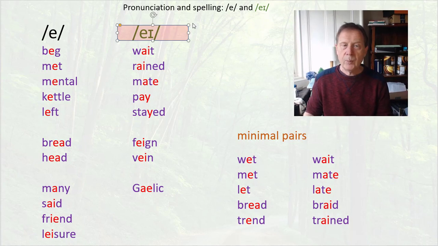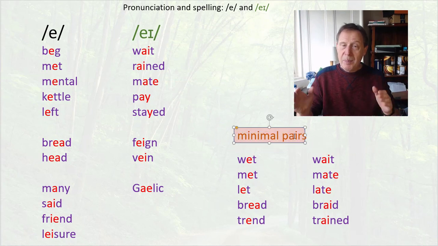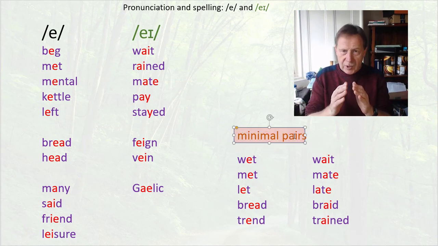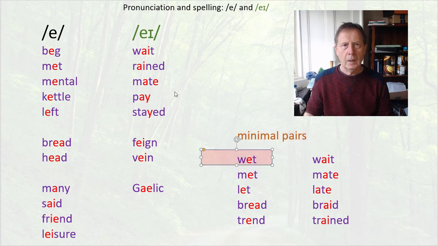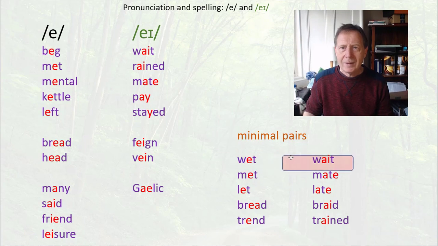Now, one good way to practice these sounds and the differences in the spellings is to think about minimal pairs. That means pairs of words which have sounds which are similar, but you can hear the difference if you listen carefully. So they're called pairs of words, minimal pairs, because the differences are very small. Let's practice now. Wet, wait.